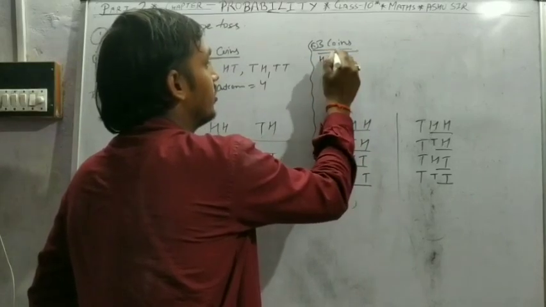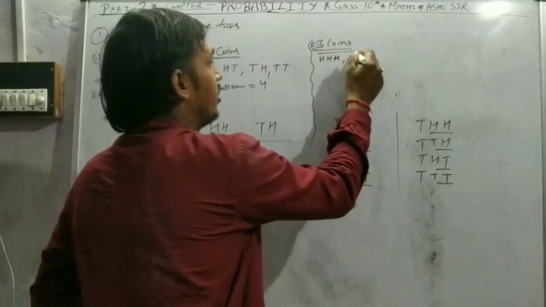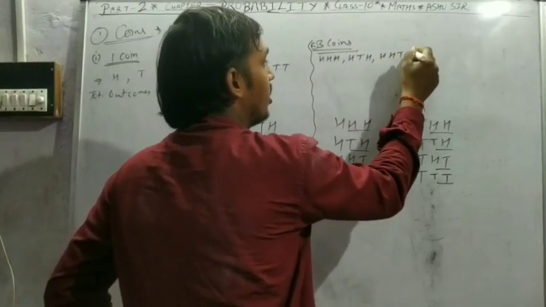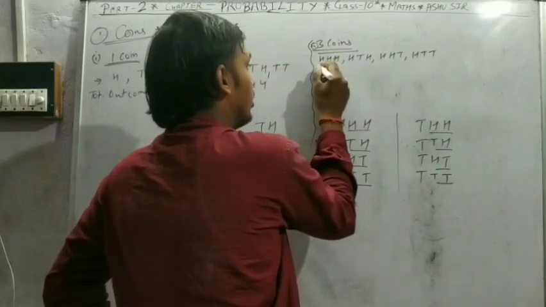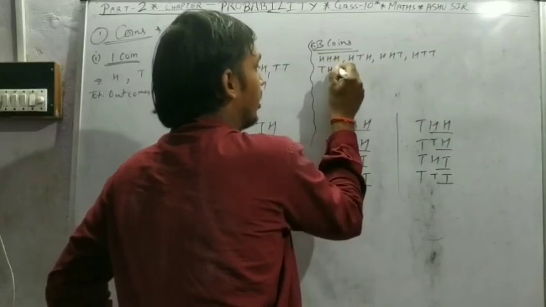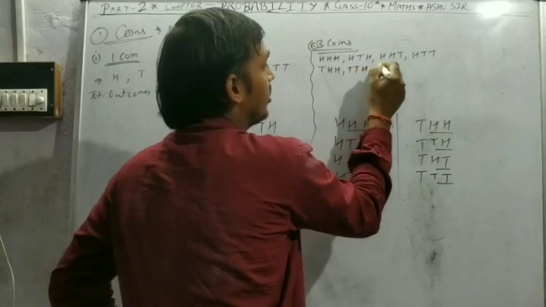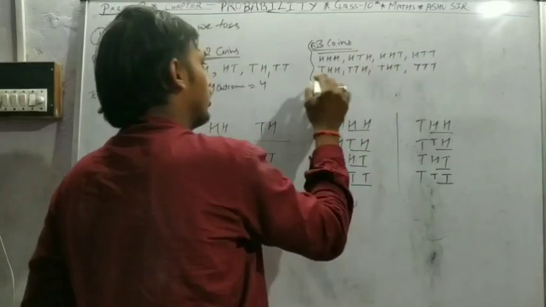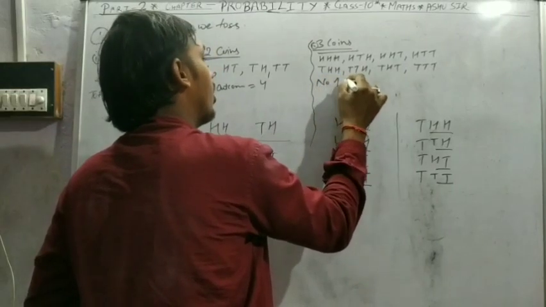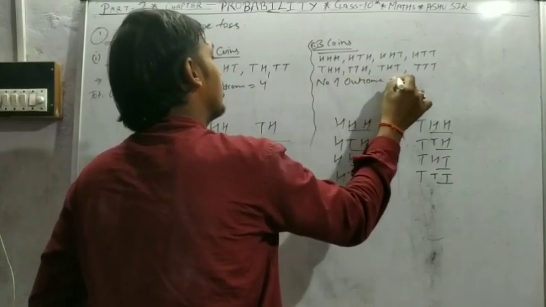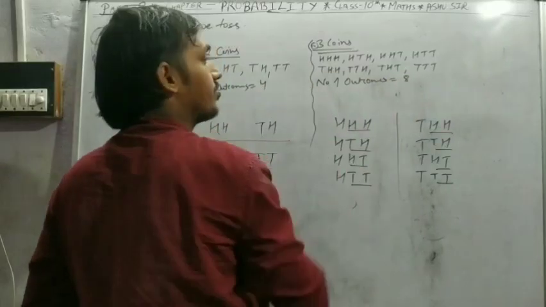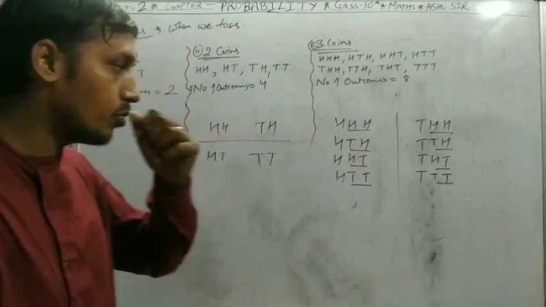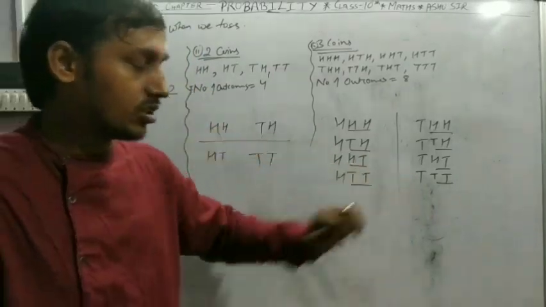Head, head, head, head, head, tail, head, tail, head, head, tail, tail, tail, head, head, tail, head, tail, tail, tail, tail. So the number of outcomes is 8. So that is a way all possible outcomes for coins are written.